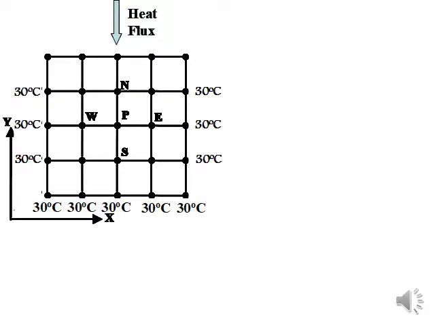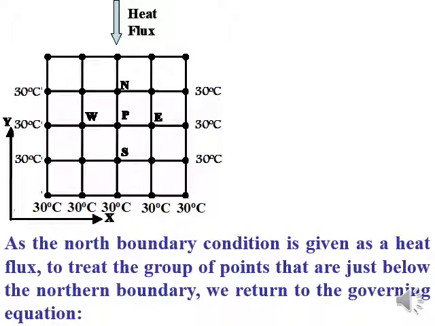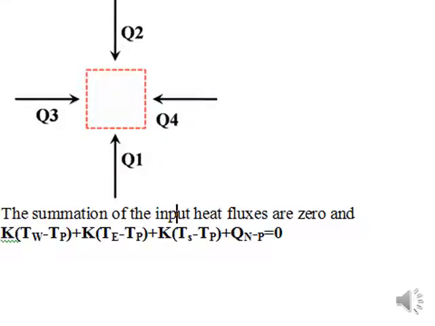So if you want to deal starting from the north, the north boundary condition is given as a heat flux, and you will apply the method of writing what's happening for the group of points just below the northern boundary. So we write that the collection of Q1, Q2, Q3 and Q4 positively contribute to 0. So the summation of the input heat fluxes is 0: TW minus TP times K, plus TE minus TP times K, and TS minus TP times K.